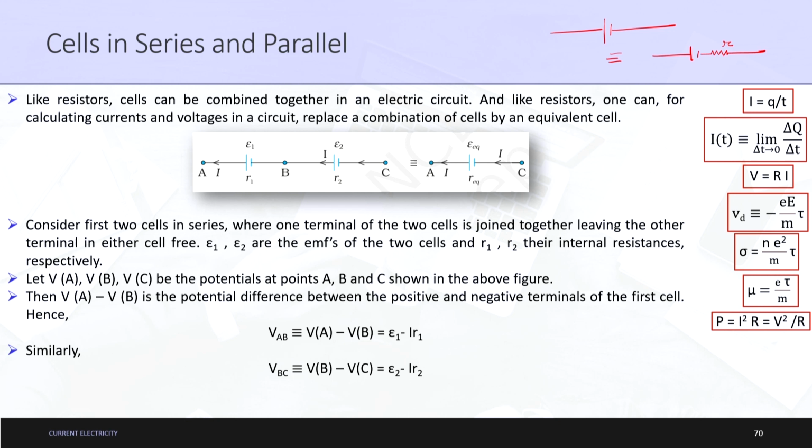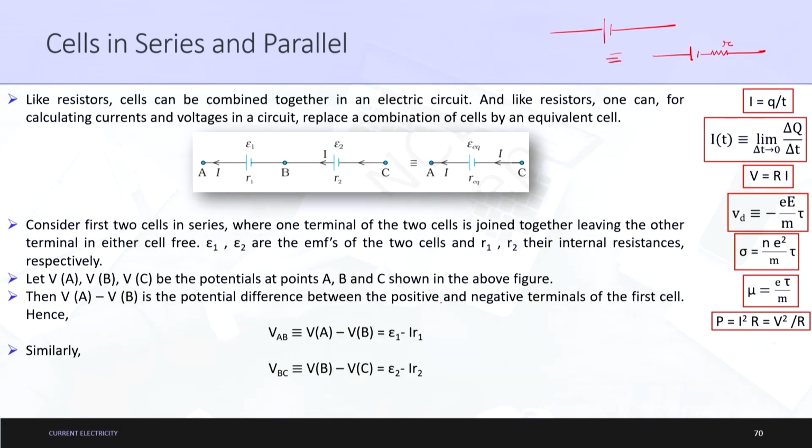Like this. Let VA, VB and VC be the potentials at points A, B and C respectively in the above figure. So, here it is VA, here it is VB, here it is VC. Then VA minus VB is the potential difference between the positive and the negative terminals of the first cell, quite evident. Hence, VAB is nothing but VA minus VB, which is equal to epsilon 1 minus IR1. As I explained to you, we can understand this analogy like this, and because there will be a resistor present there, there will be a dissipation, and hence the potential difference will be nothing but epsilon 1 minus IR1. Similarly, VBC is nothing but VB minus VC, which is equal to epsilon 2 minus IR2.